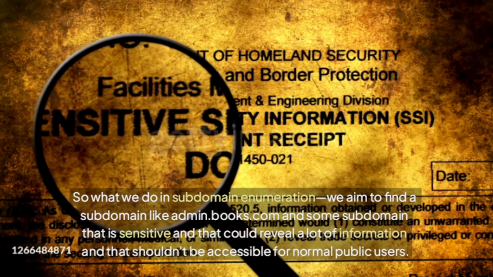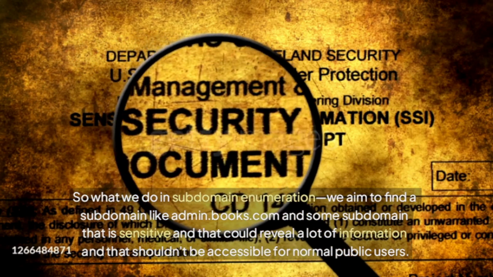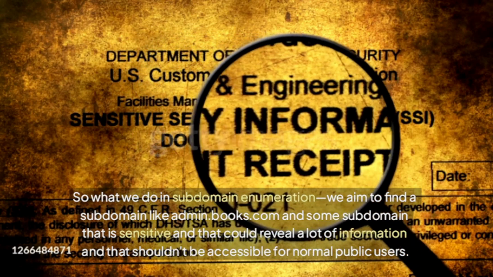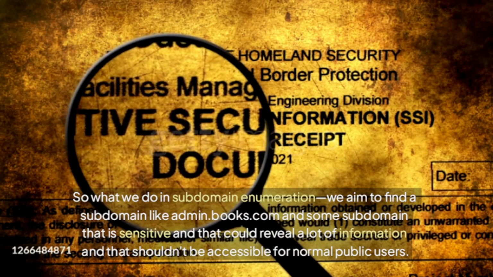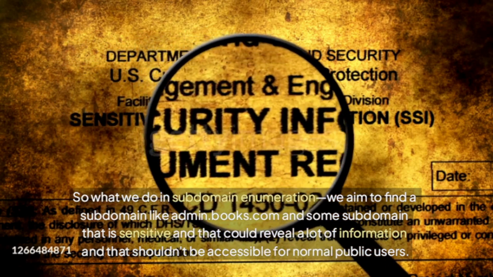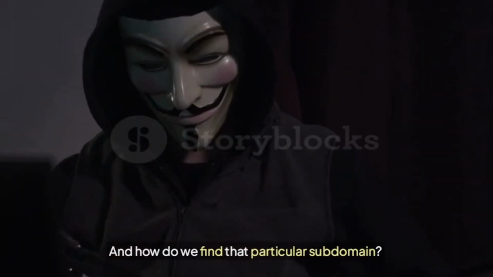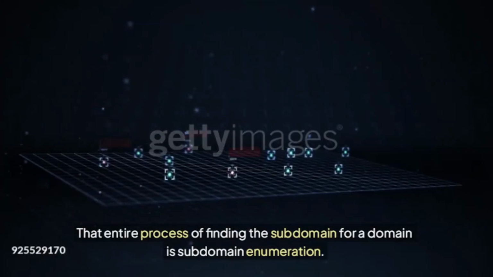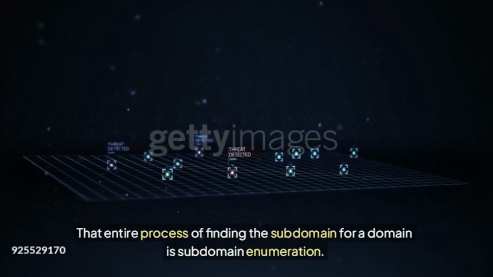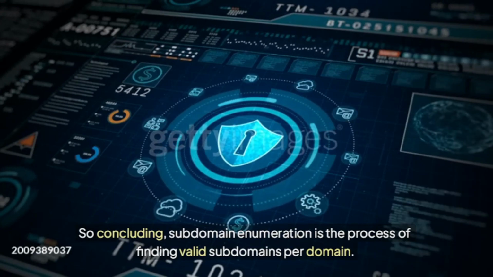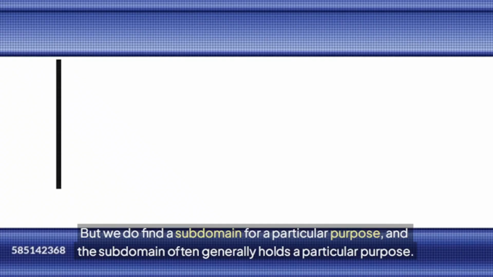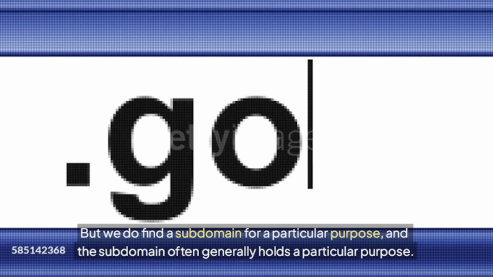admin.books.com. So what we do in subdomain enumeration, we aim to find a subdomain like admin.books.com, some subdomain that is sensitive, that could reveal a lot of information and that shouldn't be accessible to normal public users. And how do we find that particular subdomain? That entire process of finding the subdomains for a domain is subdomain enumeration. So concluding, subdomain enumeration is the process of finding valid subdomains per domain, and we find a subdomain for a particular purpose, as a subdomain generally holds a particular purpose.